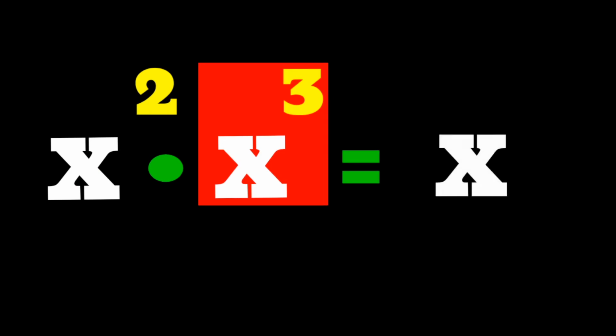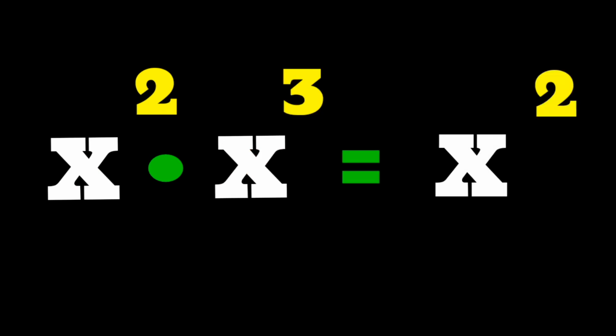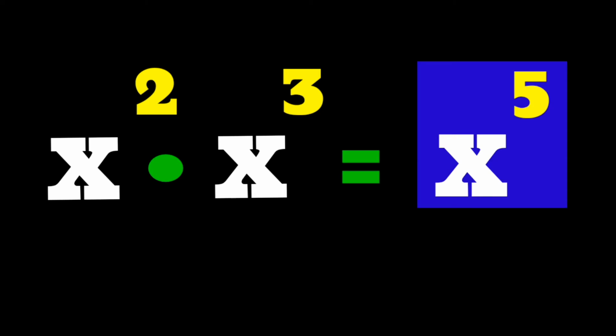Example 1. x squared times x cubed, copy the base and add the exponents. 2 plus 3 equals 5. And the final answer is x to the 5th power.